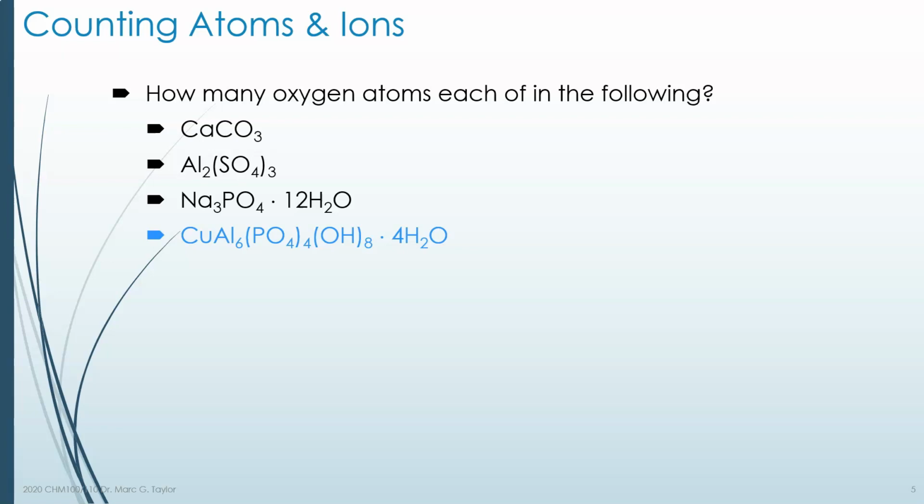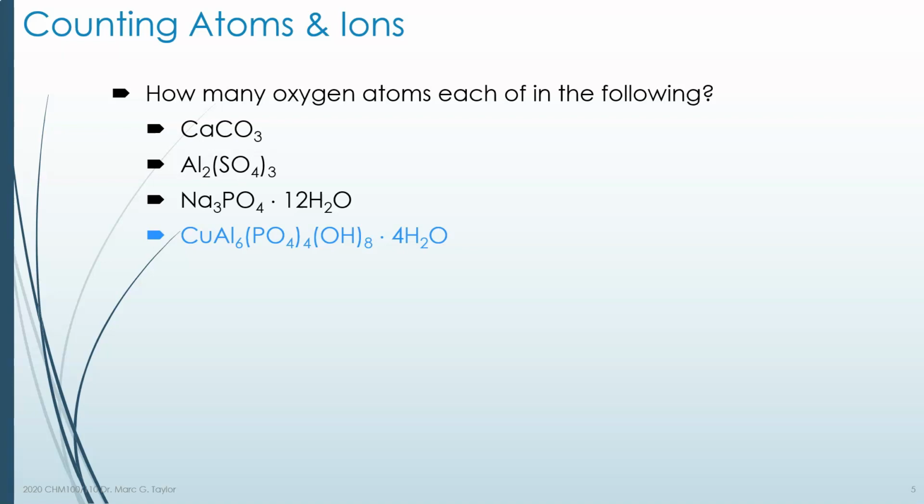The second molecule is aluminum sulfate. We can see that there are 2 aluminums, and there are 3 whole sulfate groups. Each sulfate group is an SO4, so we have a total of 3 of everything in the parentheses. Therefore, we have 3 sulfurs, and we have 3 times 4, or 12 oxygens in this formula unit.